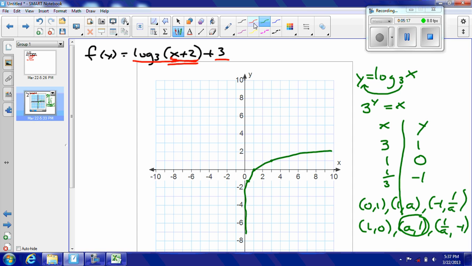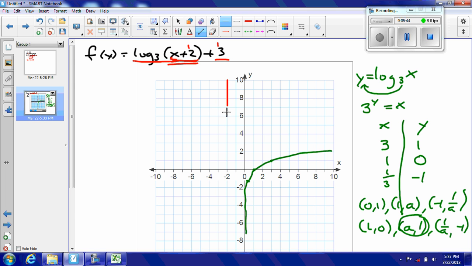And fortunately, there's no a and there's no negative sign. So all I need to do with this is move it left by 2 and up by 3. First thing I'm going to do is move my asymptote. So I'm going to make myself an asymptote right at x = -2. I'm moving everything over by 2, so I'm going to move my asymptote over by 2 also.